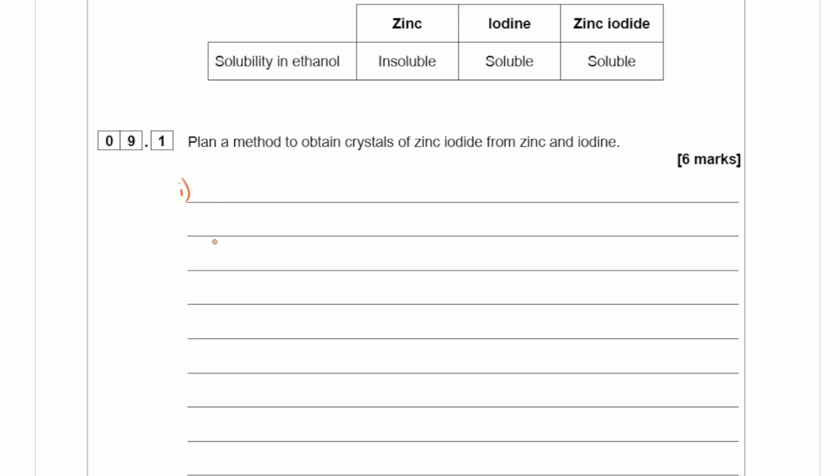So let's start. First point. Now the iodine will dissolve in the ethanol, so we can dissolve that. So dissolve iodine in ethanol in a beaker. You don't really have to say the volume because you're not trying to work out or make a measured mass of the salt here.